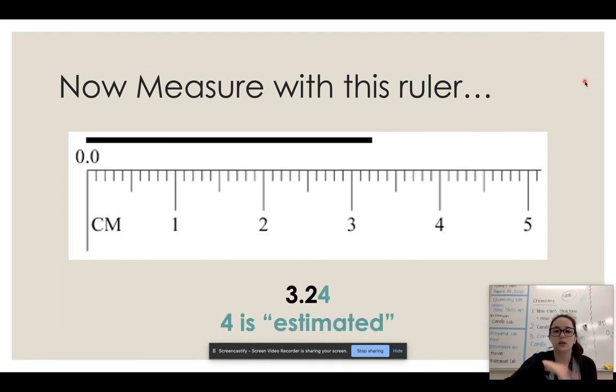All right. So I can say 3.24. And the reason I can say that is I go, okay, here's 1, 2, and then I know it's less than my 0.3, but where does it fall for me? So I would say 3.24, where 4 is my estimated value, because I can say with certainty, I know it's 3, I know it's 0.2, I don't know what's here, there's my uncertainty. There's my estimated digit.